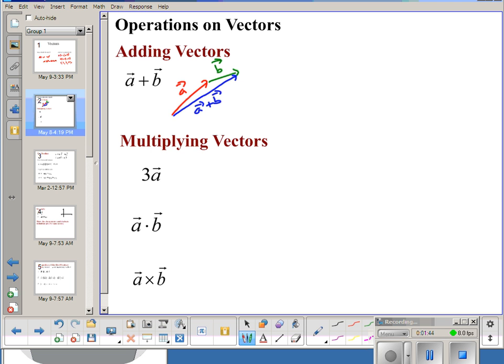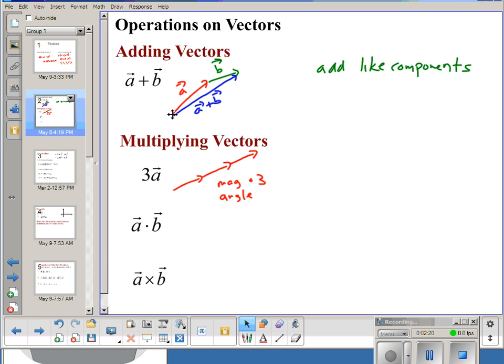Now in components, that's much easier. You add your like components. It's fairly simple. Multiplying vectors, again, sort of physically representing, if I want 3a, a scalar times a vector, well, my magnitude is 3 times as big, because really you're laying it up here, and so your magnitude you multiply by 3, and your angle is going to stay the same. If I multiply by -3, of course, my angle changes directions. And then with your components, you just multiply each component.